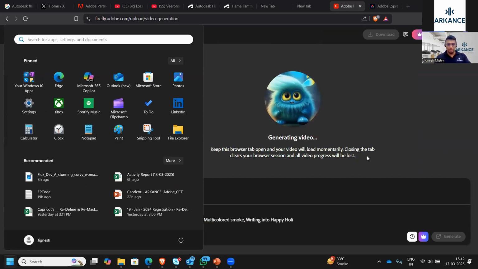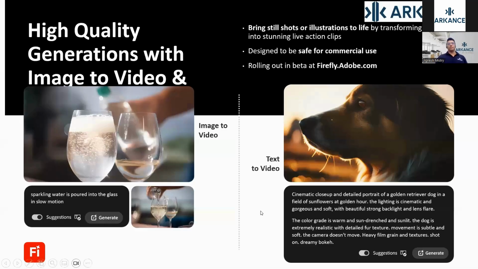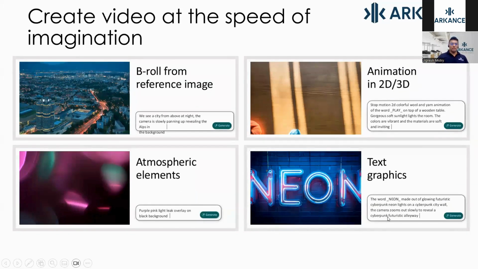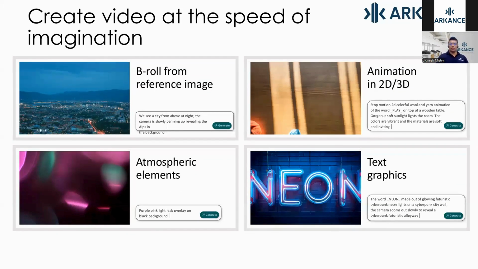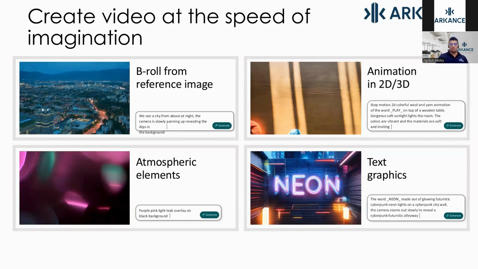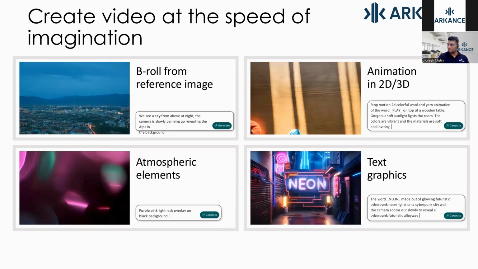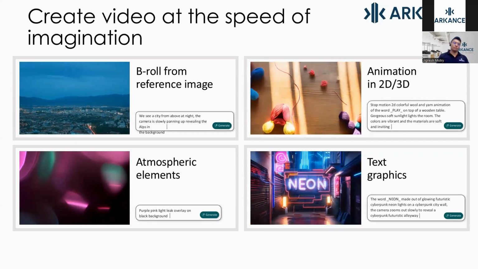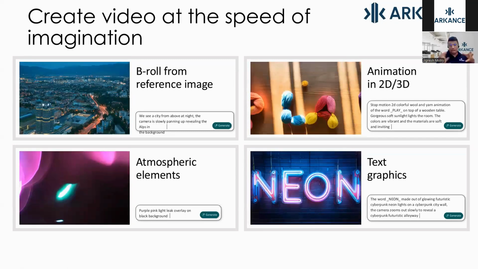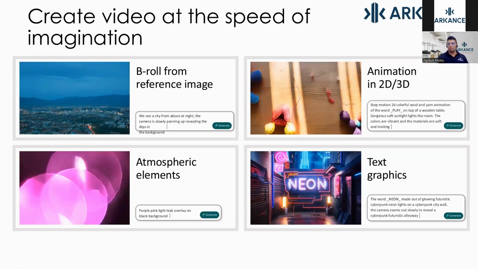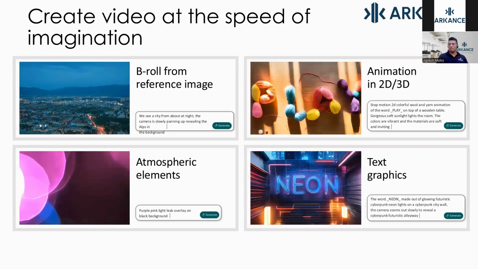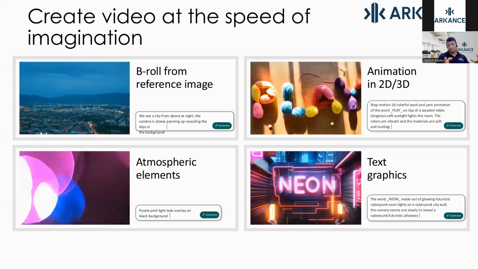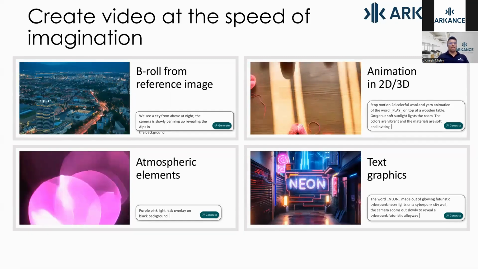Meanwhile, let's move on and see what is there further. So this is what I was talking about. You can use text in this way. Now, B-roll, reference images, something like neon text for your graphics, or something for 2D animation, or an atmospheric element. These are the things that I can create within Firefly. All I need is the right amount of prompt within Firefly, and it will generate and give it to me.